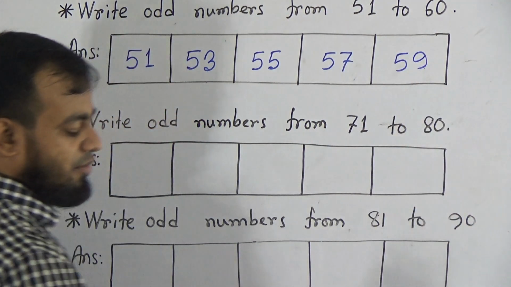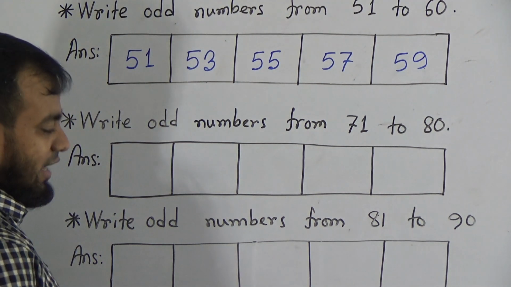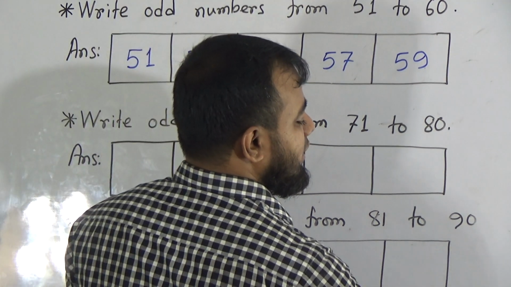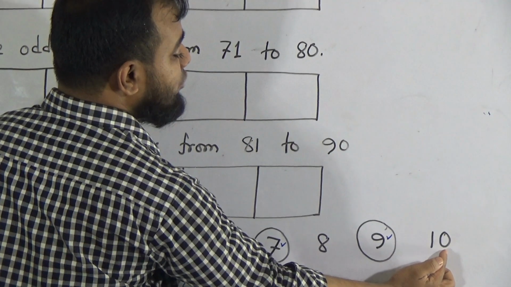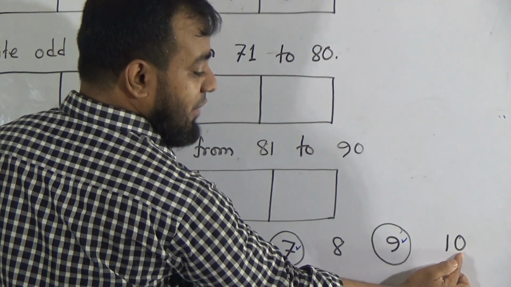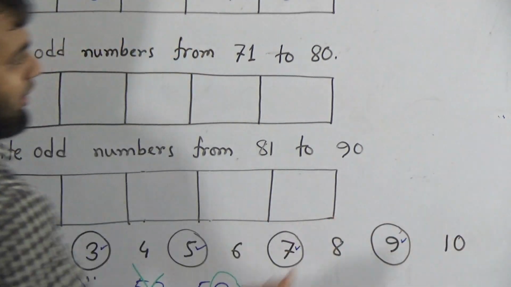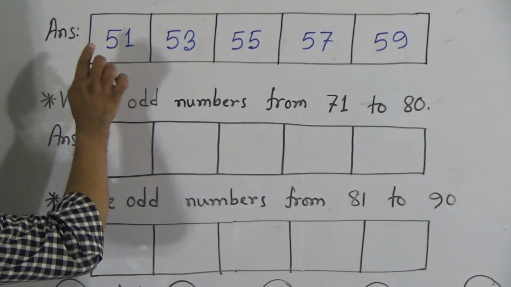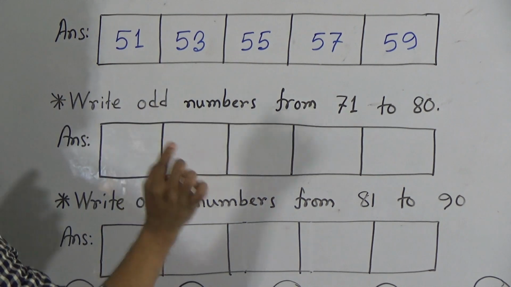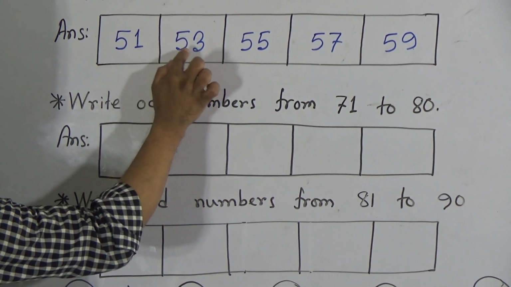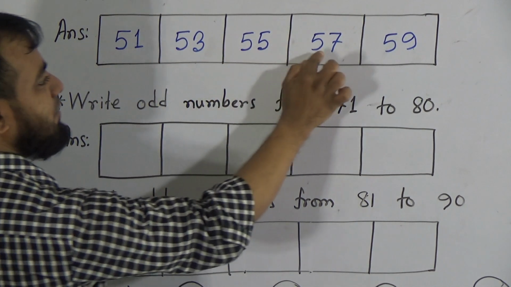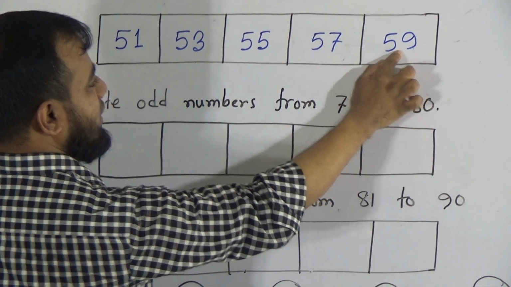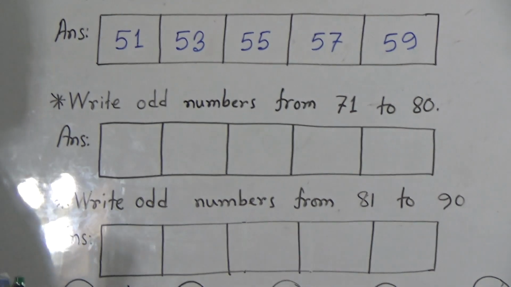60 can make the pair because 10 can make the pair. That's why in the ones place it will be 0, so it can make the pair. That's why it can't be an odd number. So our odd numbers are done here. That means the odd numbers in between 51 to 60 are 51, 53, 55, 57 and 59. Like this we will answer all the questions.